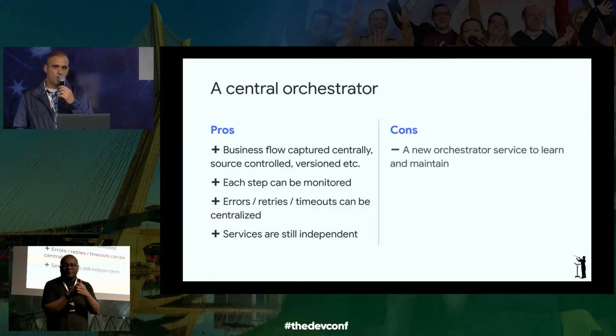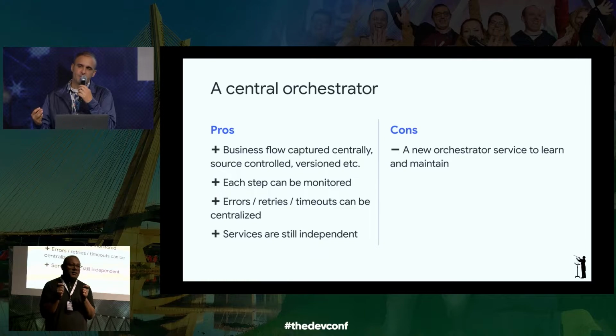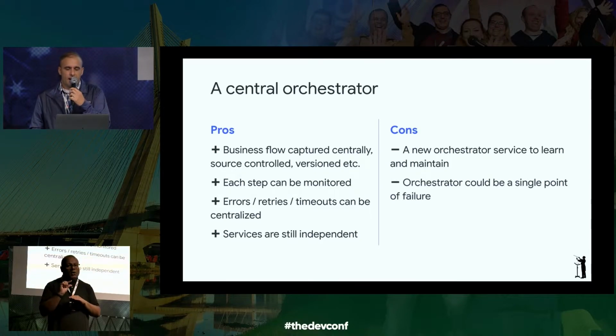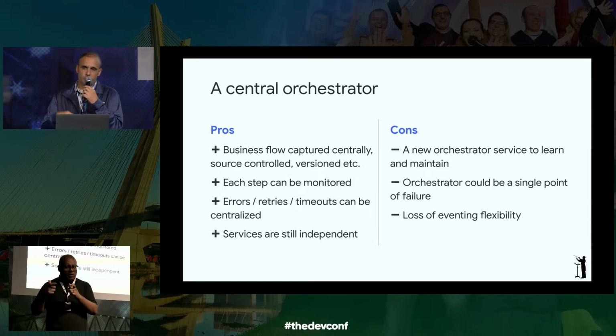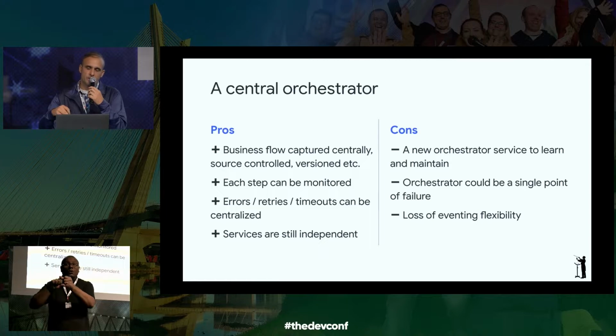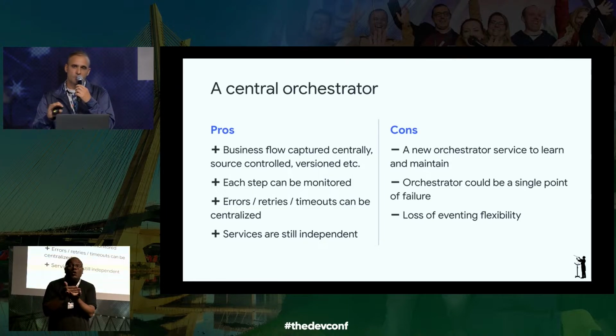On the other hand, your orchestration service, it's something new to learn and maintain. So it's another thing in your architecture that you need to worry about. It can be a single point of failure, so you need to make sure that your orchestrator is resilient and redundant. And you are losing a little bit of flexibility by using an orchestrator, because if you need to deploy a new service, then you need to deploy the service, but you also need to change your orchestration and deploy your orchestration as well. So it becomes a little bit harder to change your architecture if you're using an orchestrator.